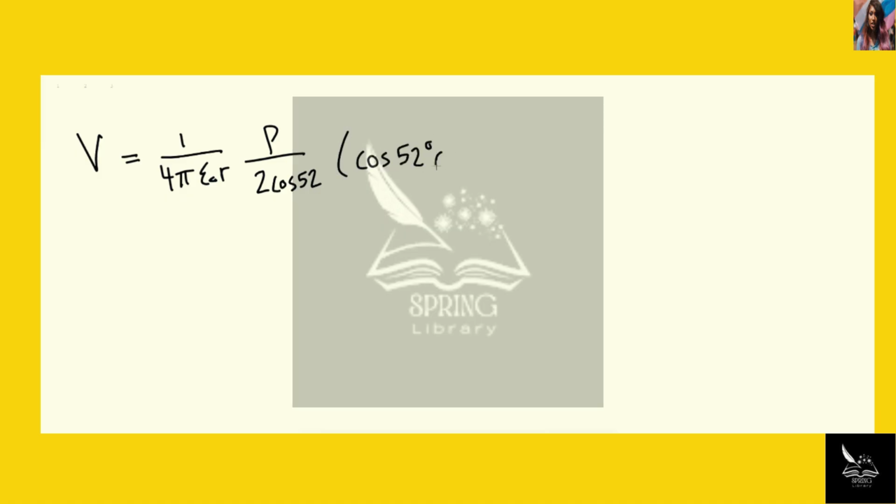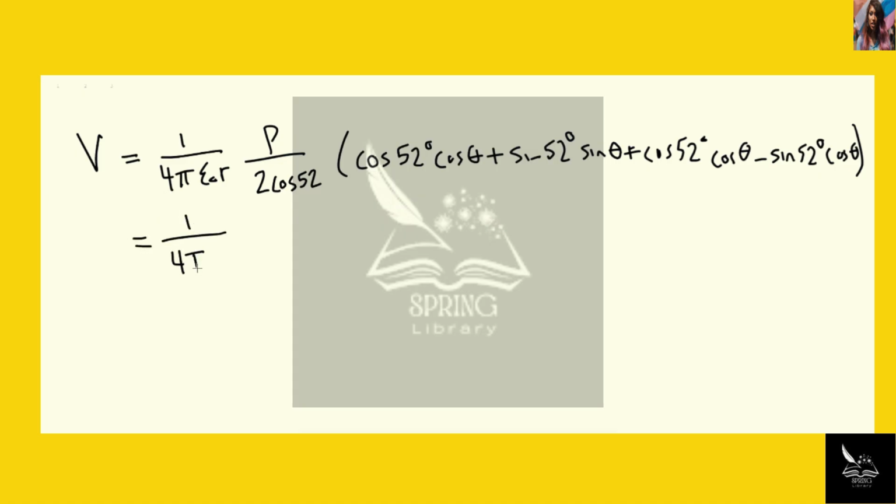Cosine 52 degrees times cosine theta plus sine of 52 degrees times sine of theta, plus cosine 52 degrees cosine theta, and of course one more term, minus sine of 52 degrees sine theta. Okay, so that's complicated. This is just a generic trig identity. And then we can start collapsing things down and get to the expected form.